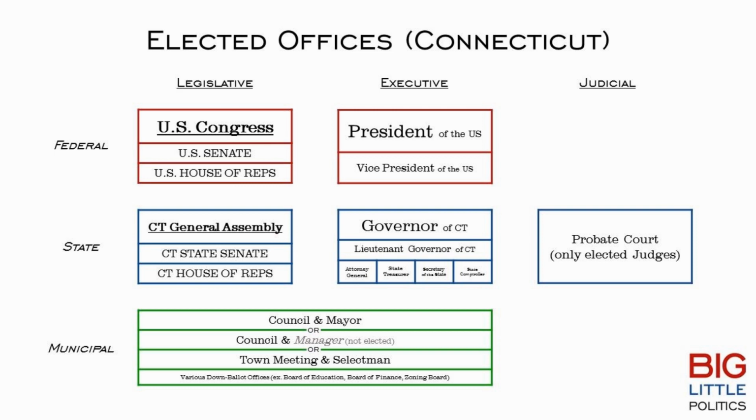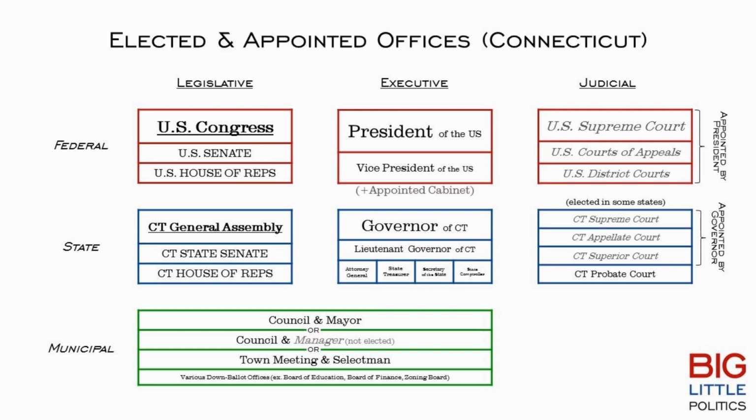You may be wondering why the judicial branch is so empty. No, probate court judges are not the only members of the judicial branch. The reason behind that is most of them are appointed offices, so you don't vote for them. They're either appointed by the president on the federal level or appointed by the government on the state level. Probate judges are the exception in Connecticut. They're directly elected.